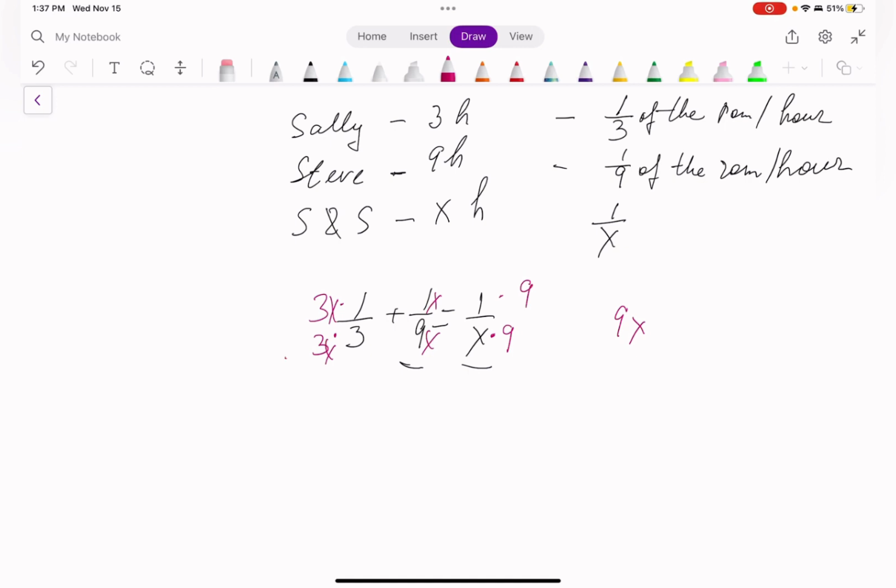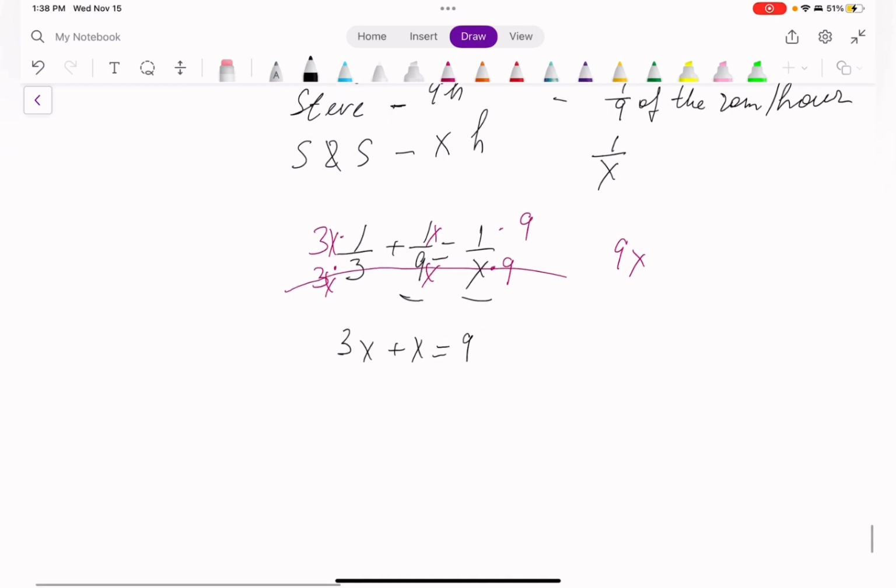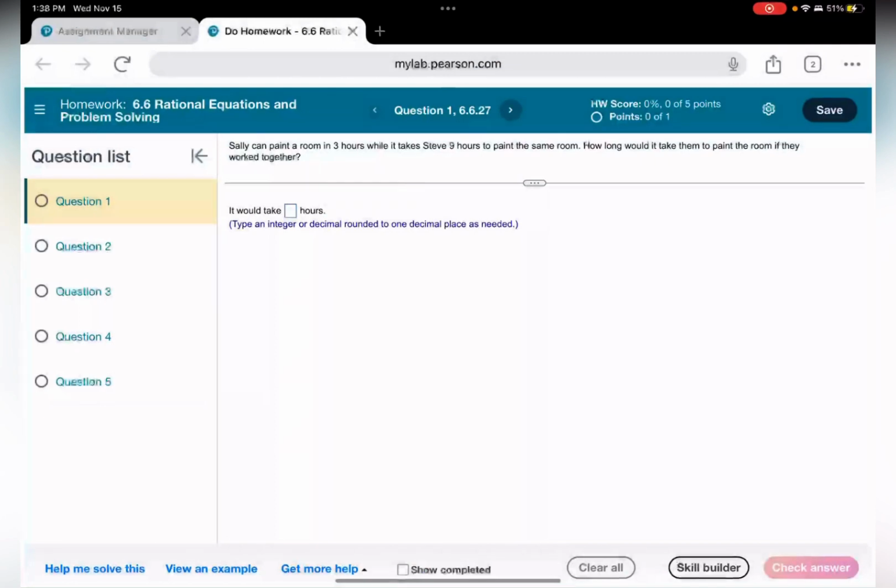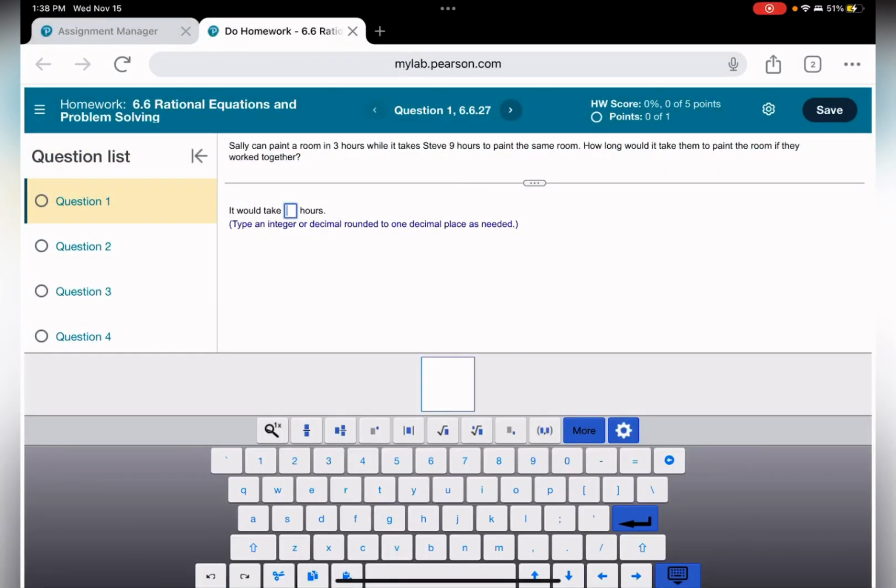So look here, 9X, 9X, 9X, throwing out the window, and we are getting 3X plus X equals 9. So from here, 4X is equal to 9, and X is equal to 9/4. Okay, let's enter the answer. It's going to be 9/4.